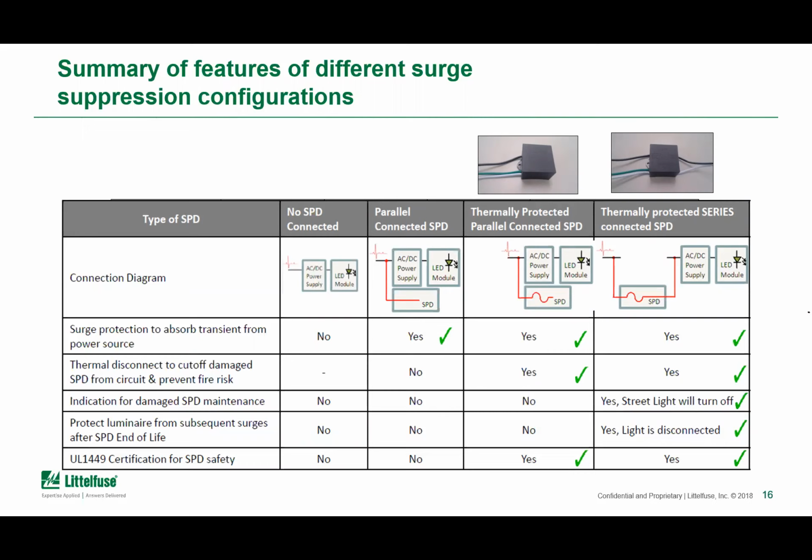Another option is a series connected surge protection device. The suppression devices are still connected in parallel, but the thermal element is now connected in series. Under normal operation, everything will be fine. If you end up in an end-of-life or overvoltage condition and the thermal element activates, it will disconnect the driver or the fixture from the AC line. This isolates it from the AC line, so no more transients can be transmitted down the line to the driver itself. It also shuts off the light, which provides an indication that the fixture or unit needs to be serviced.